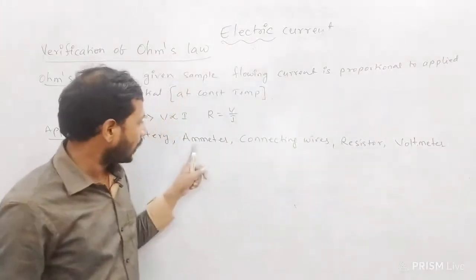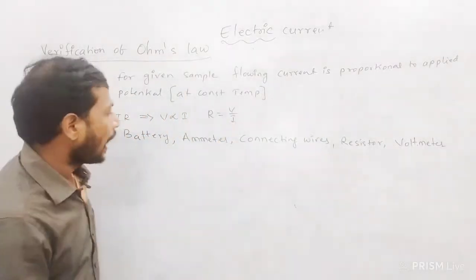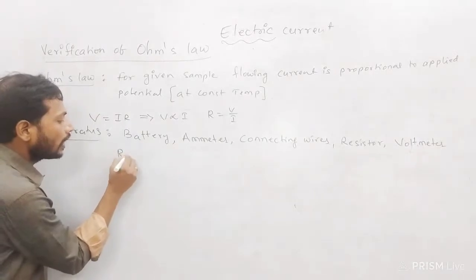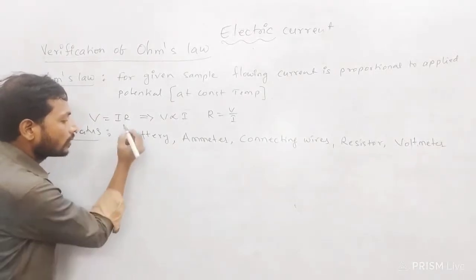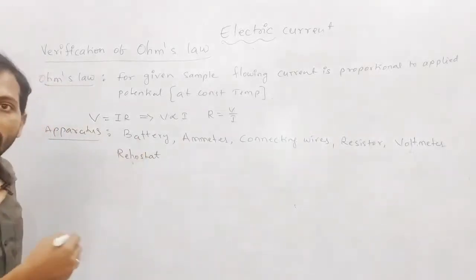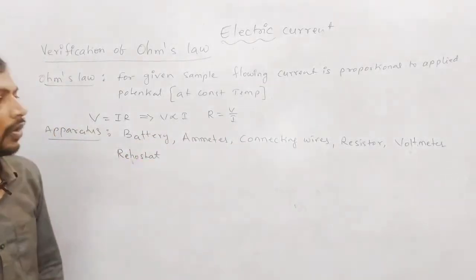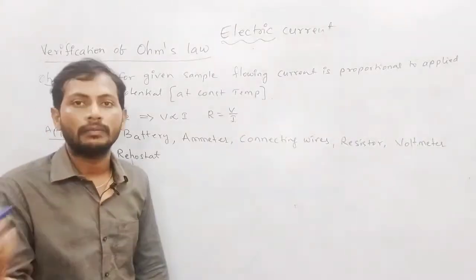To change the amount of current, I am going to use another device, the rheostat. I will explain what is meant by the rheostat, the ammeter, and all these things. Next I am going to draw the diagram.